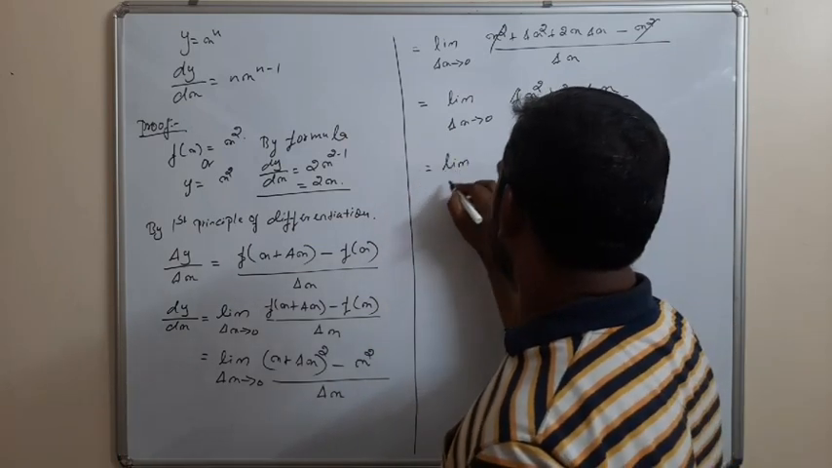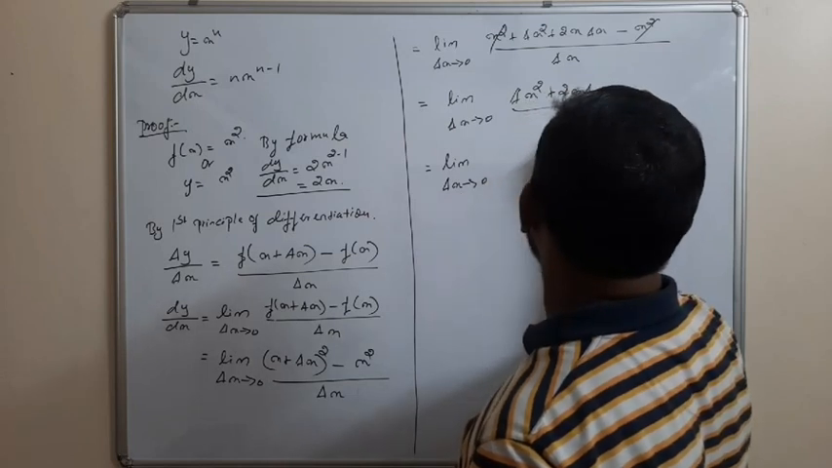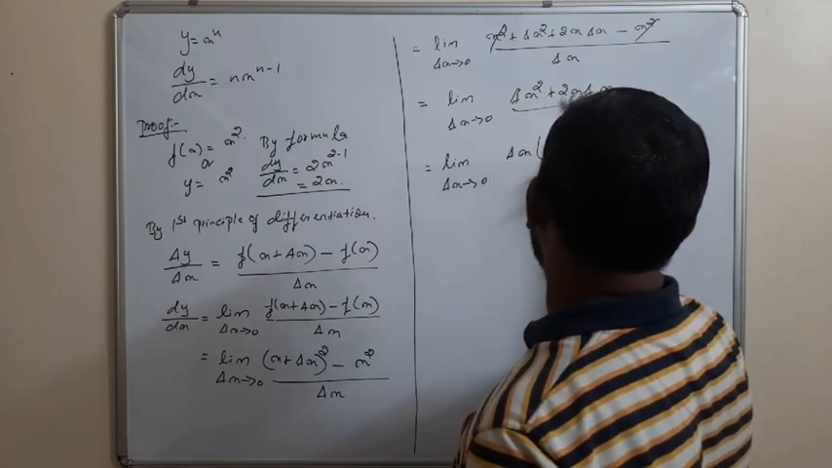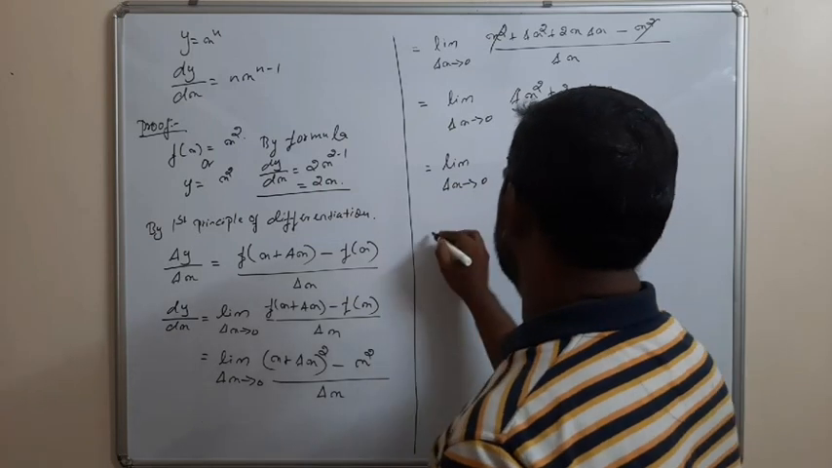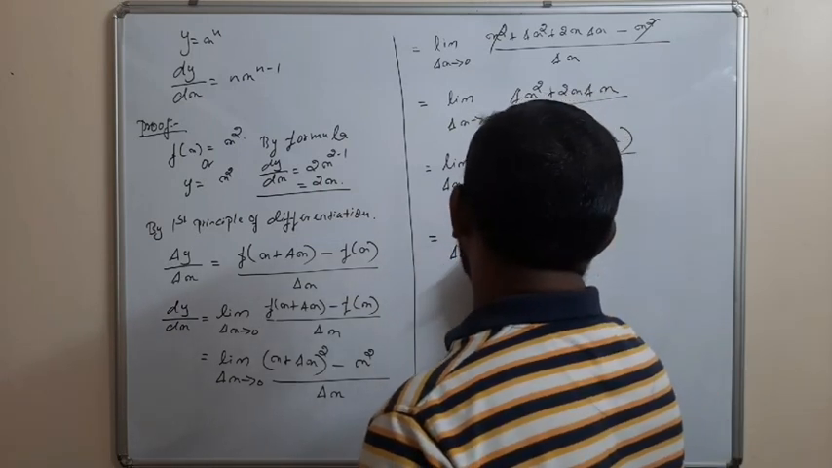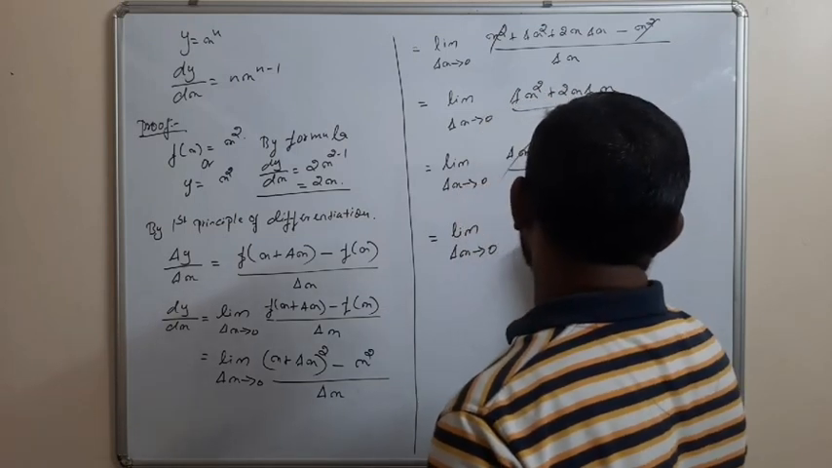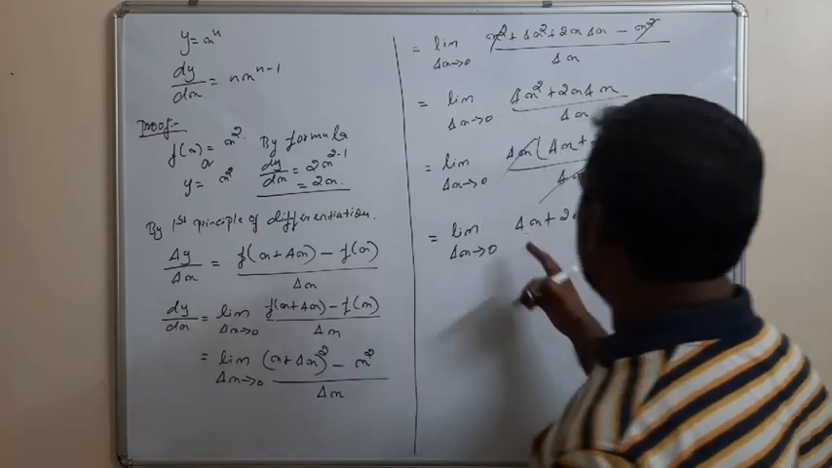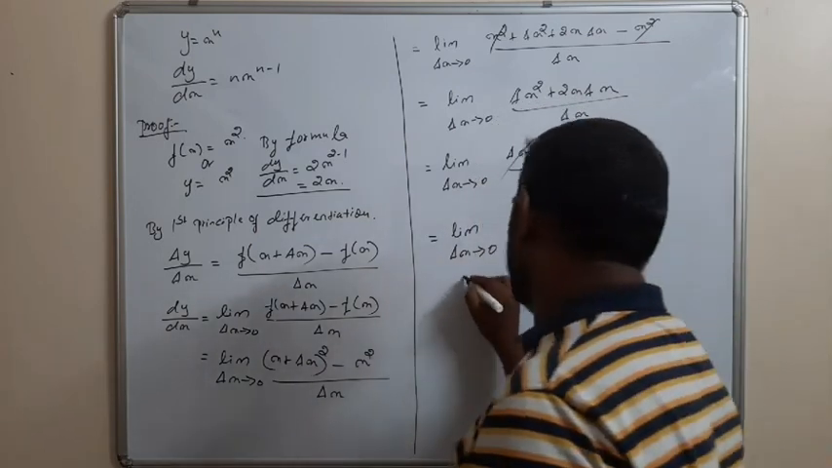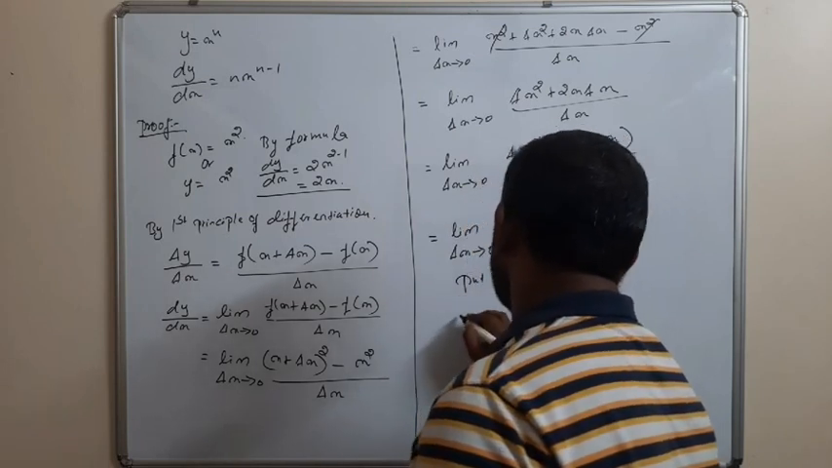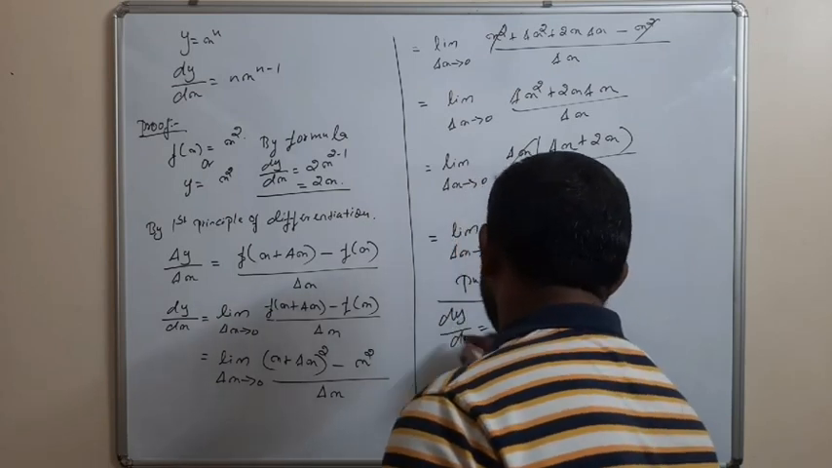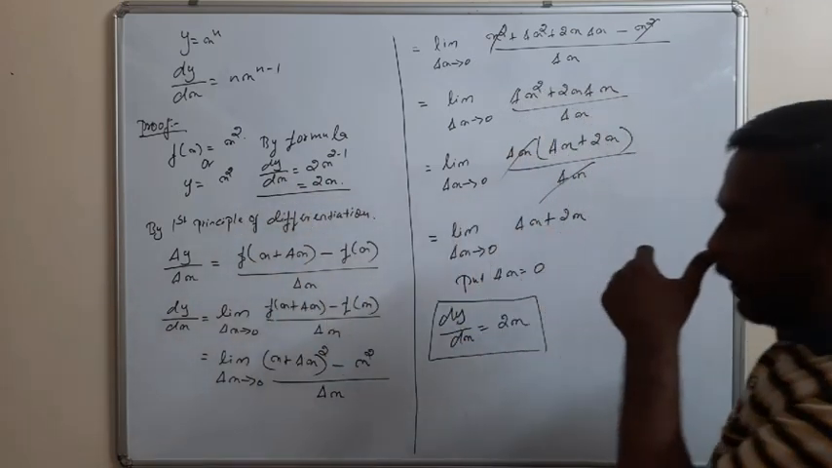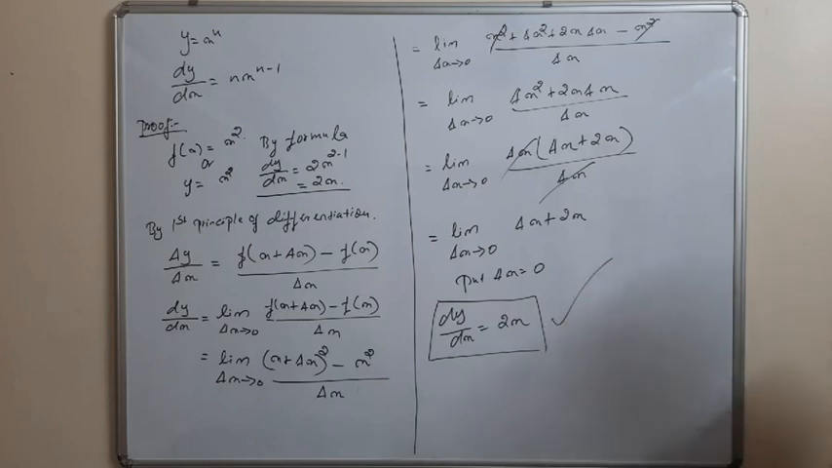So that's equal to the limit as delta x tends to 0. Take delta x commonly outside: delta x plus 2x, divided by delta x. Delta x cancels. So limit delta x tends to 0 of delta x plus 2x. Now you apply the limit: put delta x equal to 0. So dy by dx equals 2x. So this is the proof of the standard function, that is y is equal to x power n.